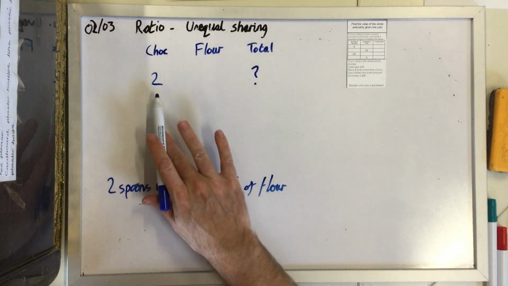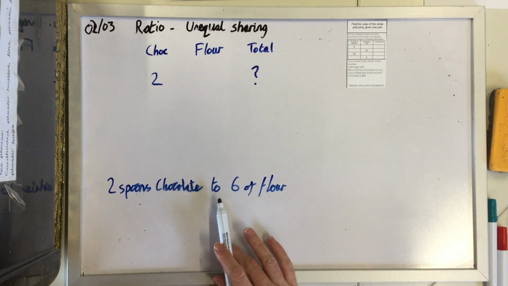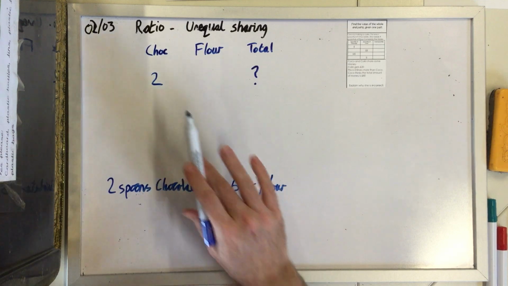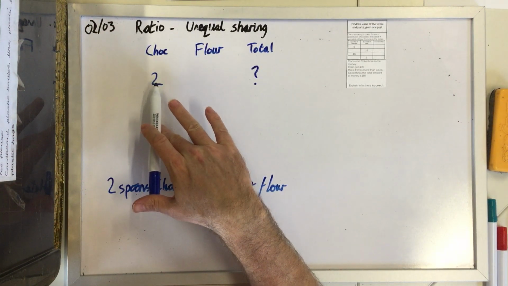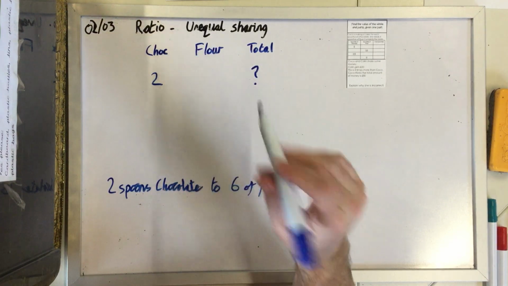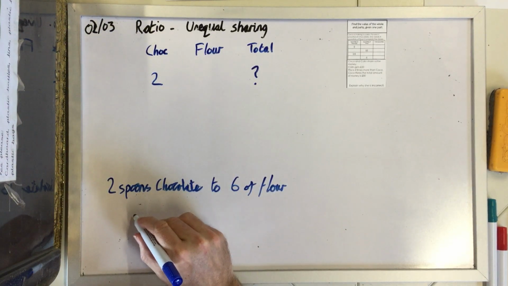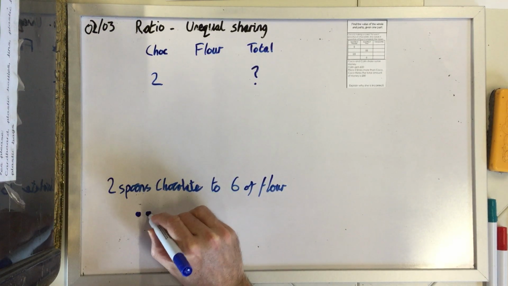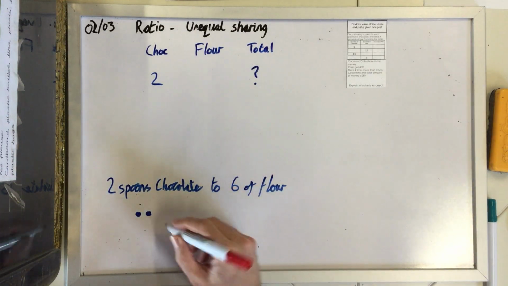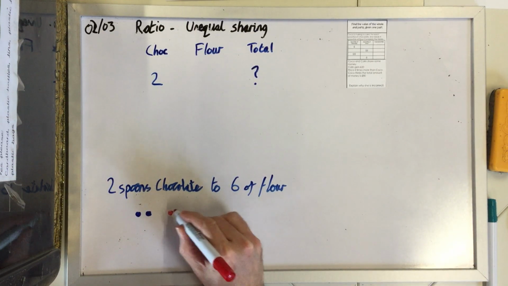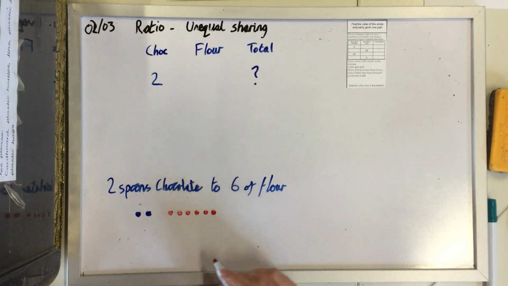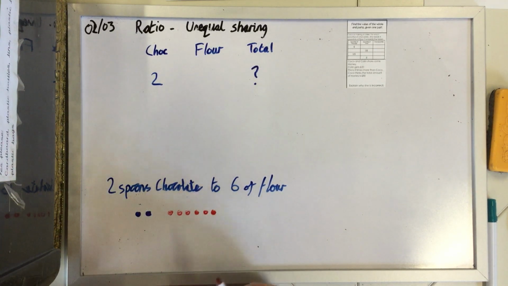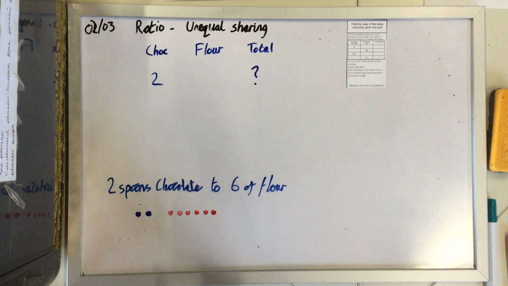Still got 2 spoonfuls of chocolate. I'm going to say to every 6 of flour. Okay, so the ratio is that every 2 of chocolate we have 6 of flour. I could draw that, couldn't I? Like that. For every 2 we have 6. Funny enough, this is used quite a lot in baking, ratios of like you need this many to that many.